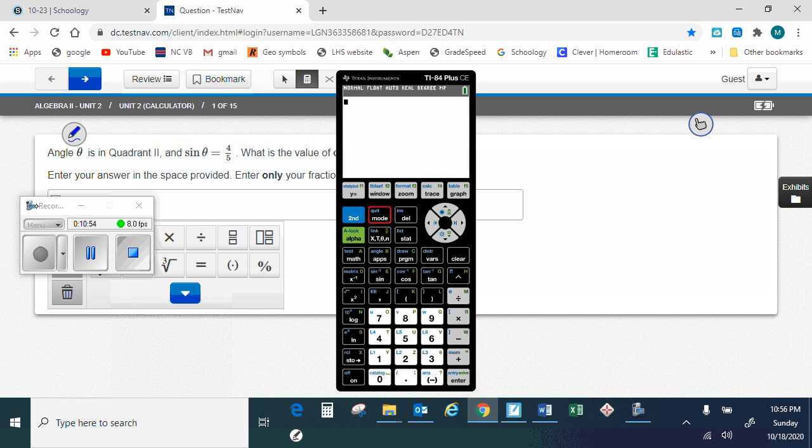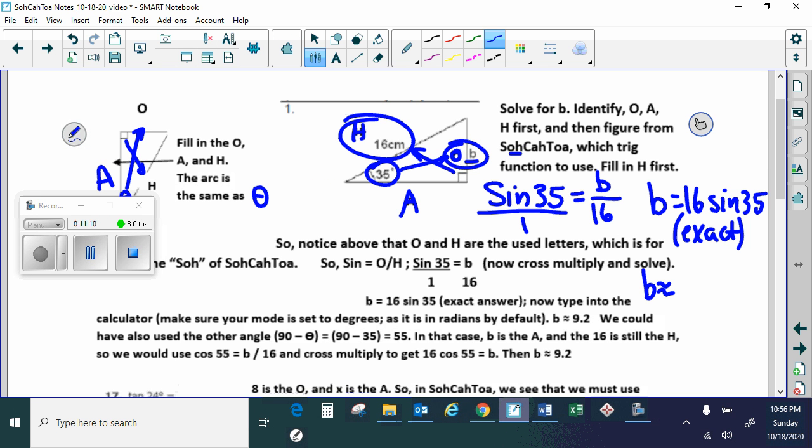And remember, it was 16 sine. I don't even have to hit the times sign. It automatically knows that. Sine of 35. And hit equals. And that's 9.17. If we round to the nearest tenth, it'd be 9.2. And did it have units on there? Yes, it did. Centimeters. So B is approximately 9.2 centimeters.